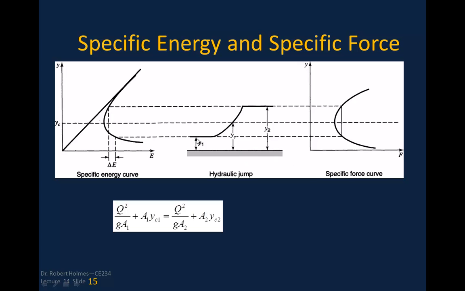If we look at our hydraulic jump here, we have the supercritical flow on the upstream side, and that corresponds to right here on the specific energy diagram. It would correspond to right here on the specific force diagram. When our hydraulic jump occurs, we lose a lot of internal energy, and so we've got some delta E that occurs here.